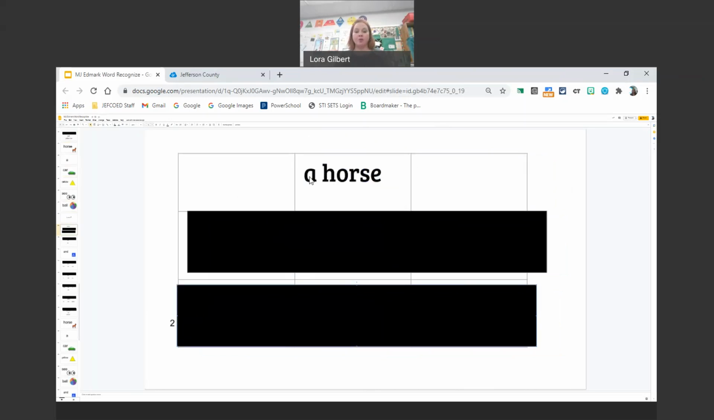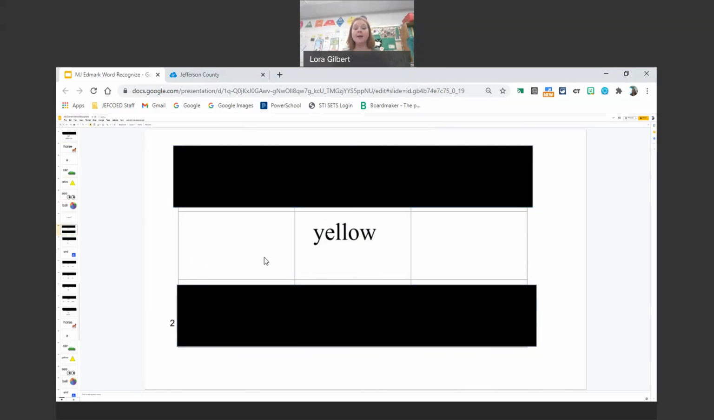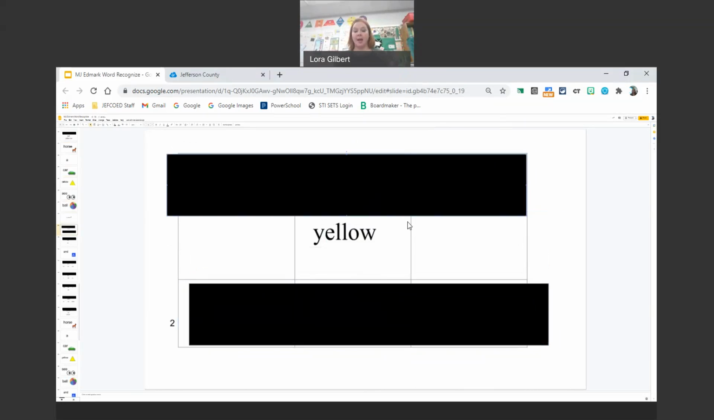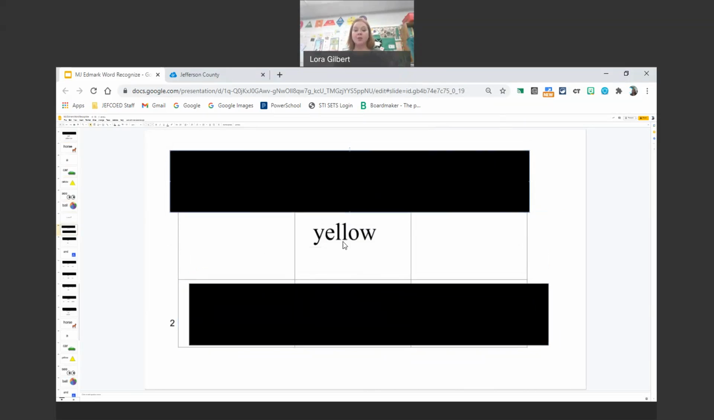If they are struggling because there are 2 words there, sometimes that happens, you can point to or cover up 1 word at a time. Then you're going to move this up. The grid, the table, can't be moved, but the black rectangles can. So you would move it up. Again, there's nothing on either side, so they just read the word "yellow." Then you move it up.